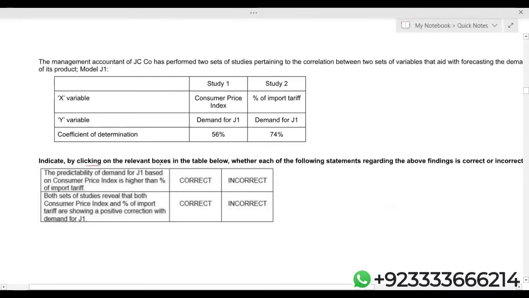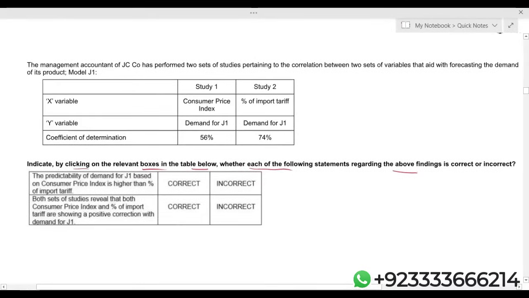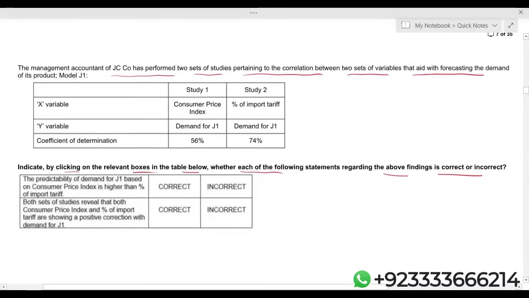Indicate by clicking on the relevant boxes in the table below whether each of the following statements regarding the above findings is correct or incorrect. The management accountant of JC company has performed two sets of studies pertaining to correlation between two sets of variables that aid with forecasting the demand of its product model J1.